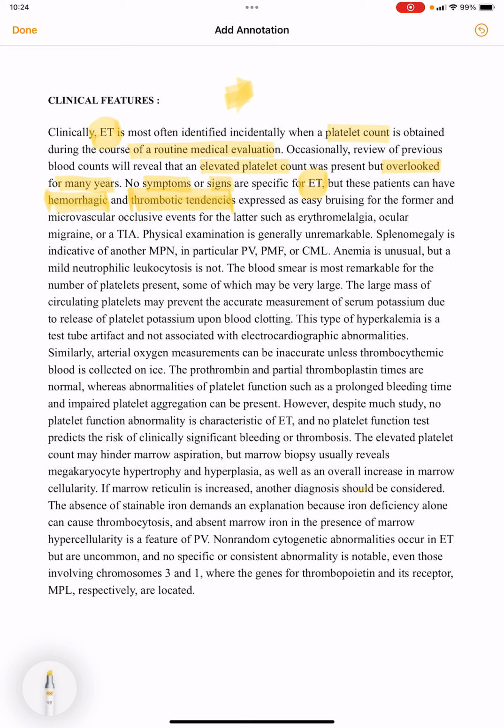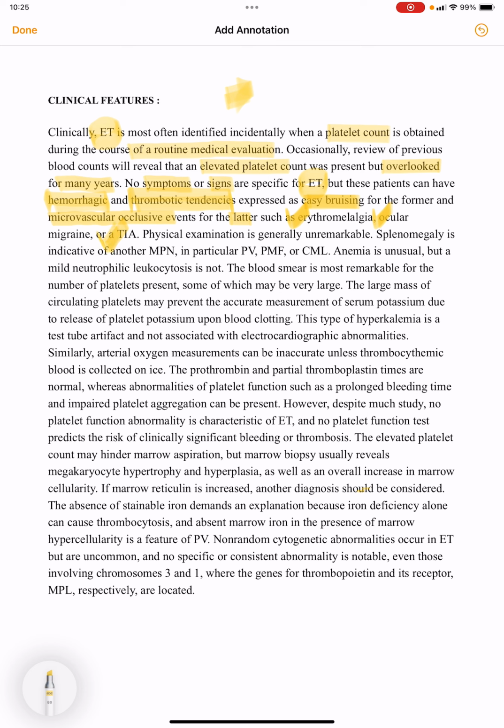This is expressed as easy bruising for the former and microvascular events for the latter, such as erythromelalgia, ocular migraine, or TIA. So because of the hemorrhagic tendency, there will be easy bruising, and microvascular occlusive events such as erythromelalgia, ocular migraine, or TIA.